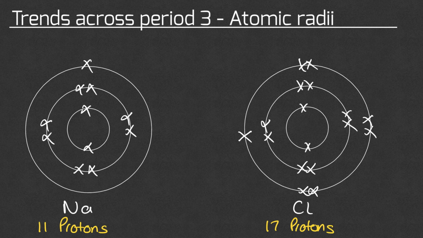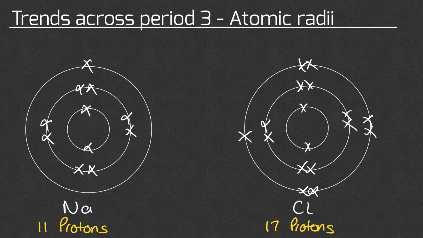Sodium has 11 protons, while chlorine has 17 protons. Now both elements, like we said, have got the same number of shells. They've each got 3 electron shells, so there's no change in the amount of shielding. So given that there's no change in the amount of shielding, the only thing affecting the atomic radii is the strength of the nuclear force of attraction.